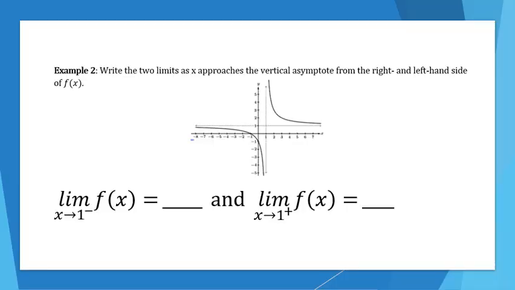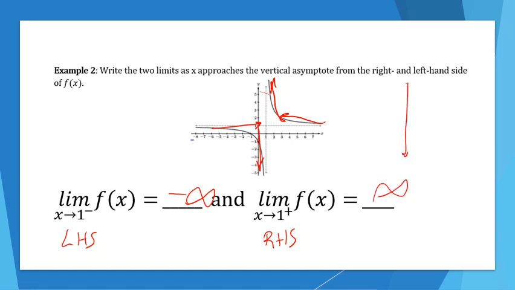And so example number 2, write the two correct limit statements as x approaches 1 from the left. So remember that minus means left-hand side, and from the right-hand side as well. So as x approaches 1, as we come in from the left, we see our values are going down. So the limit as x approaches 1 minus, which means coming in from the left, should be going all the way down to negative infinity. And as we come in from the right, this is going up. And so our limit as x approaches 1 plus should be positive infinity.